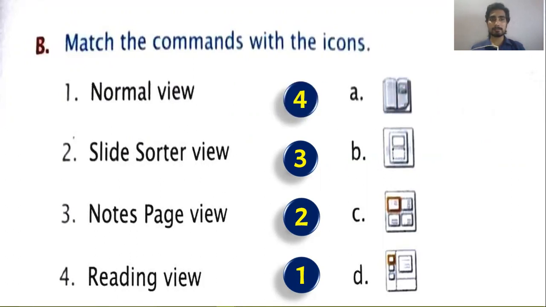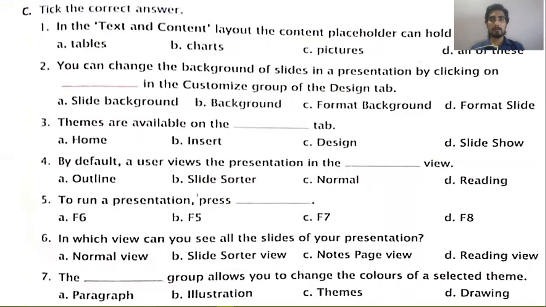So let's move to the next exercise, that is exercise C. So in this, the first question is, in the text and content layout, the content placeholder can hold tables, B, charts, C, pictures, D, all of these. Now we know that content placeholder can hold every content. For example, it can even contain the charts, it can contain smart arts, it can contain screenshots, it can also contain video. So the answer here will be all of these, because a content placeholder can hold all of the contents.